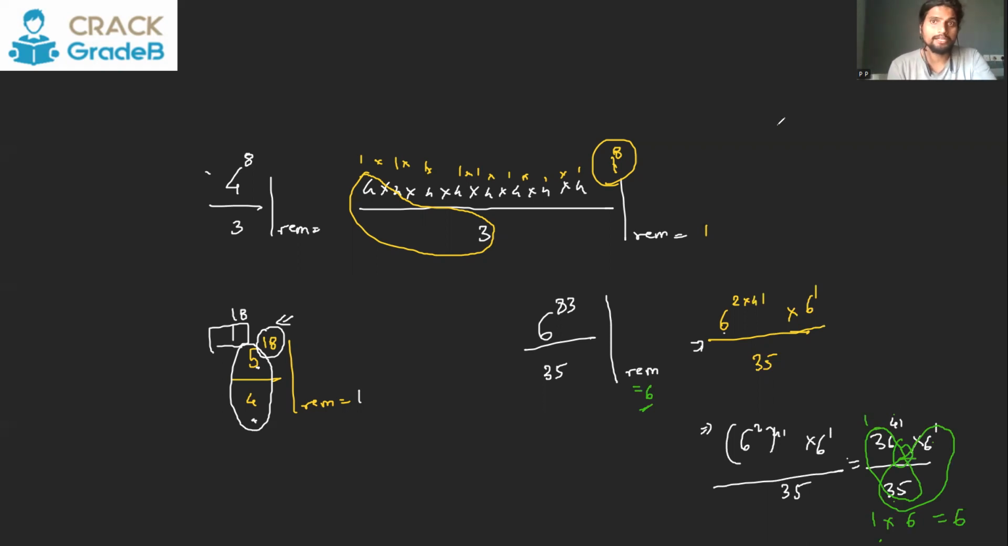What if you can't? If you can't create a number 1 more than, you need to check, can I go for the number 1 less than? For example, if I say 3 to the power 4 upon 4, what is the remainder? Now you should know 3 to the power 4 is 81. So 81 by 4, answer is going to be 1. Answer should come out to be 1.